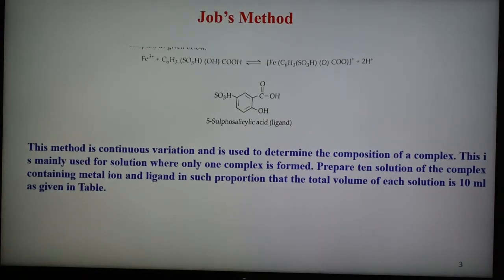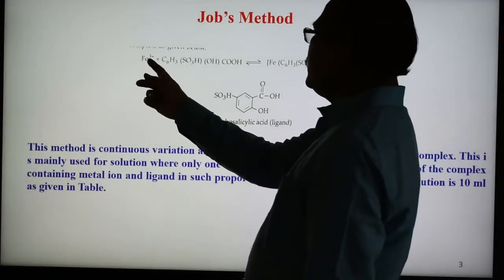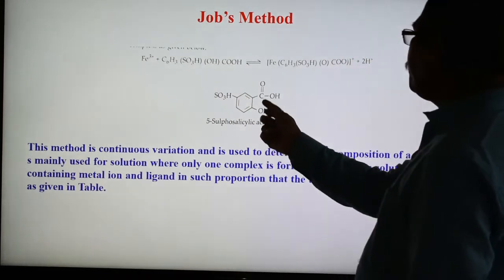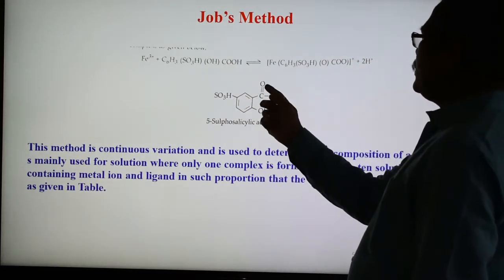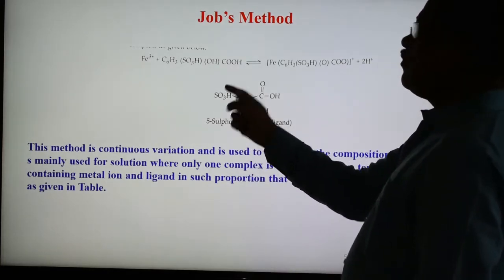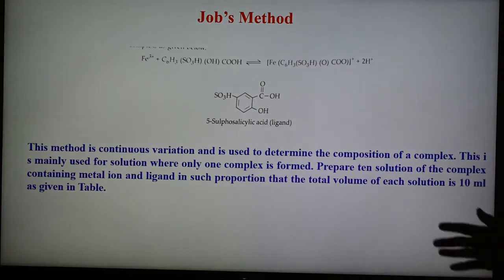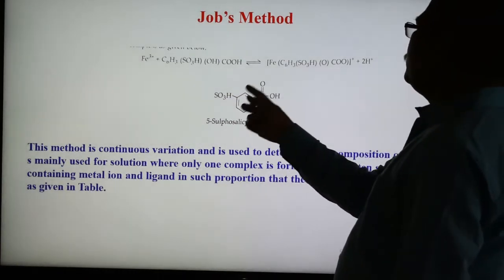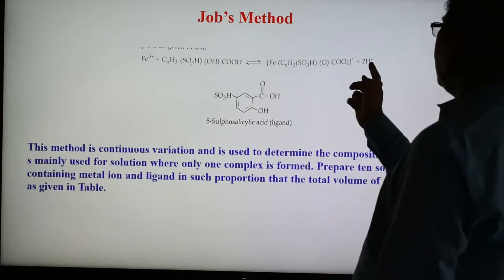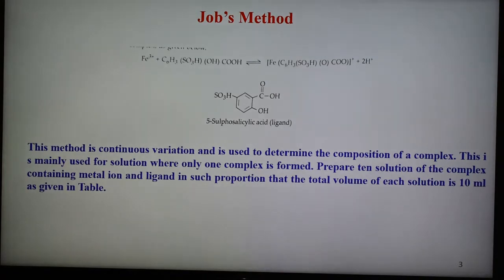This is the metal Fe3+, and this is the sulfosalicylic acid having one OH and COOH. The structure is shown here. This is salicylic acid, OH, and this is the 5 position, 1 2 3 4 5, sulfosalicylic acid. So this is the sulfonic acid group, and H from this and H from OH and COOH are replaced, 2H, forming this type of complex ion. So this is the reaction showing the formation of the complex ion.